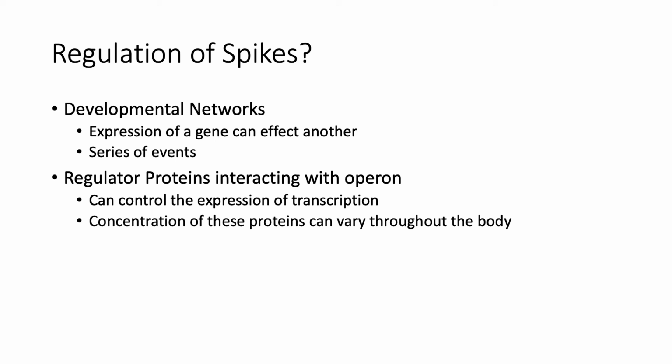So lastly, we'll examine which different forms of regulation can affect which cells in the body have the spikes present or not. A developmental network is an example of a sequential gene expression where the expression of one gene can affect another in a series of events.